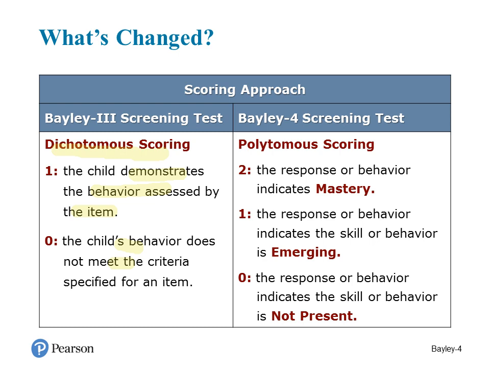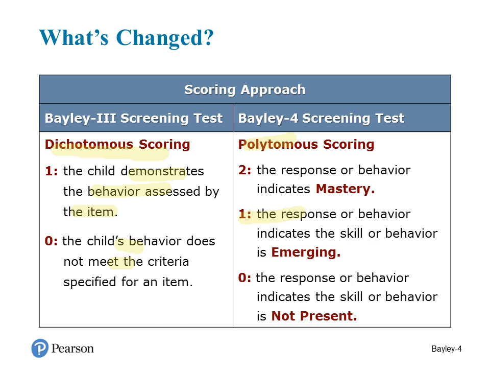But it's not as good at picking up behaviors that are emerging, because whether the behavior or the skill is emerging or is not present, when we're using dichotomous scoring, in both of those situations, effectively the score for the item would be 0. So because we know that early development is dynamic, it's uneven, what we incorporated for the Bayley-4 screening test and for the Bayley-4 is polytomous scoring. So each item will be scored either 2, 1, or 0.